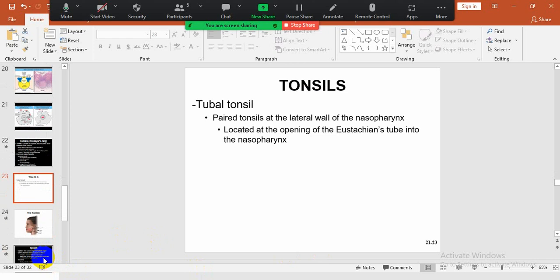So we have tubal tonsils. Also, they are paired tonsils at the lateral wall of the nasopharynx, located at the opening of the eustachian tube into the nasopharynx. The eustachian tube is a tube that connects the ear to the throat, like so. It also has a connection with the nose.